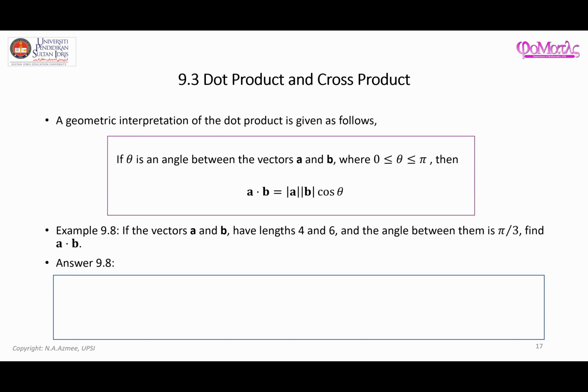Hi, Assalamualaikum warahmatullahi wabarakatuh. In this video, I'm going to give you a geometric interpretation of the dot product and some examples related to that.